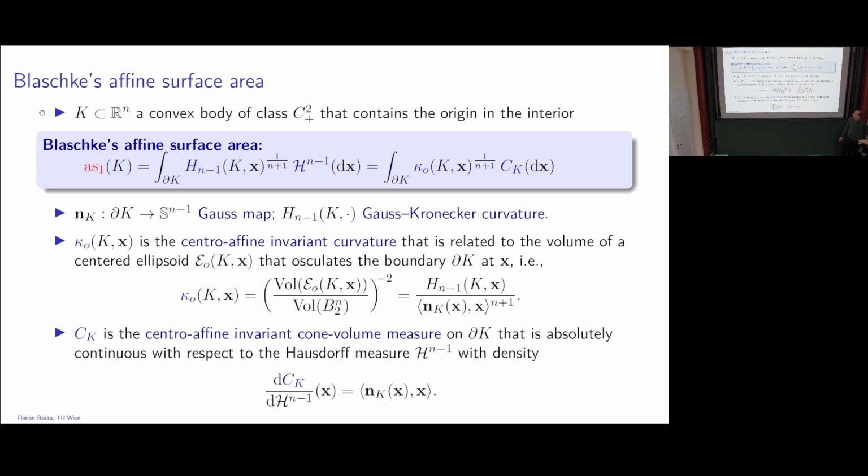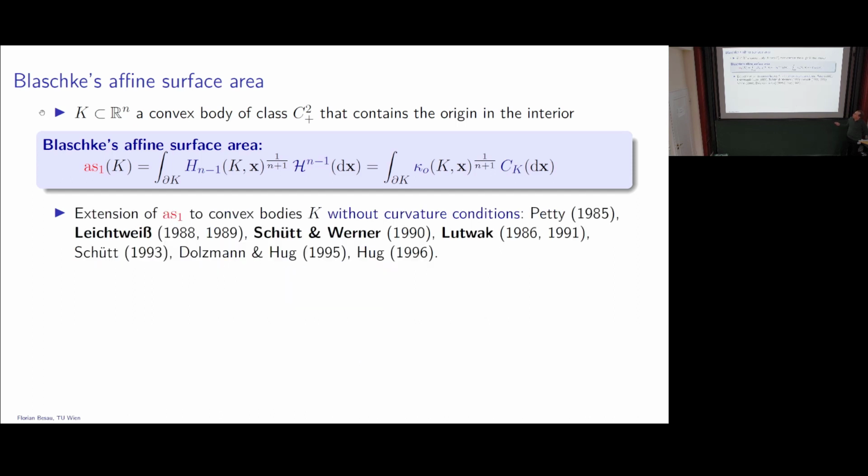Okay, so this is a very classical and important notion, and the interesting question was, well, can we drop these curvature conditions on K? And yes, indeed, there is some natural extension of this Blaschke's affine surface area to general convex bodies. This was proven sort of independently after a long time by Leichtweiss, Werner, and Lutwak, who gave different extensions at first, and then it turned out that all of these extensions give you essentially the same expression on the set of convex bodies.